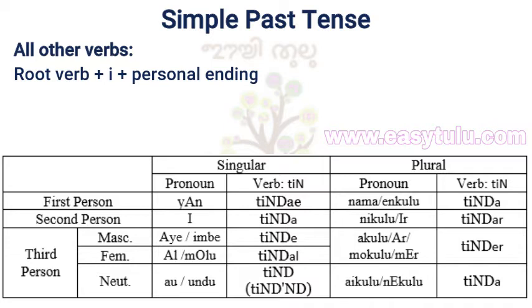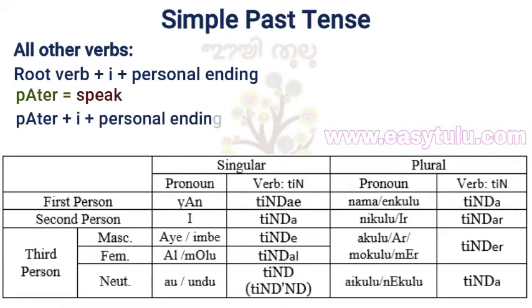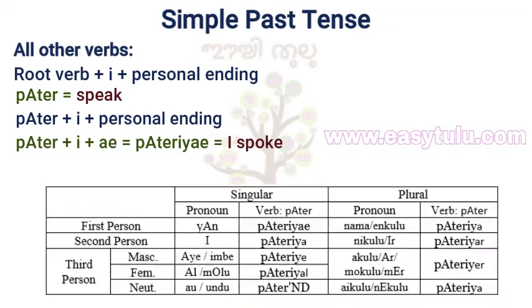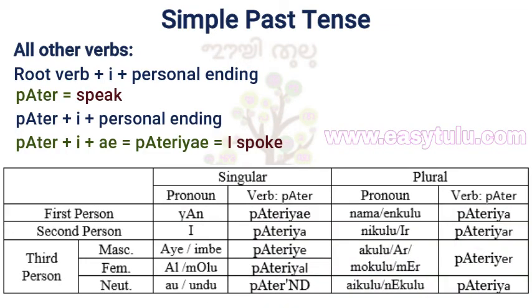Let us conjugate the verb patir. Patir means speak. Patir plus e plus personal ending. Personal ending for yana is a. Patir plus e plus a. Patirya means I spoke. Yanu patirya, I spoke. E patirya, you spoke. I or imbe patirye, he spoke.